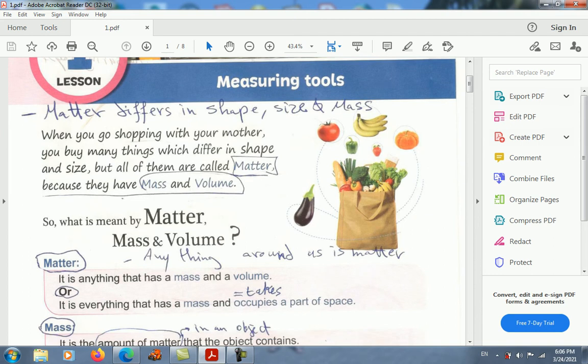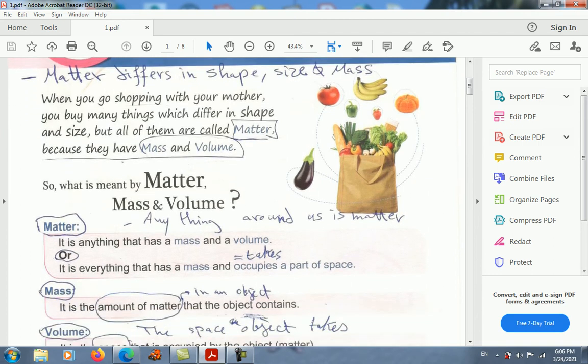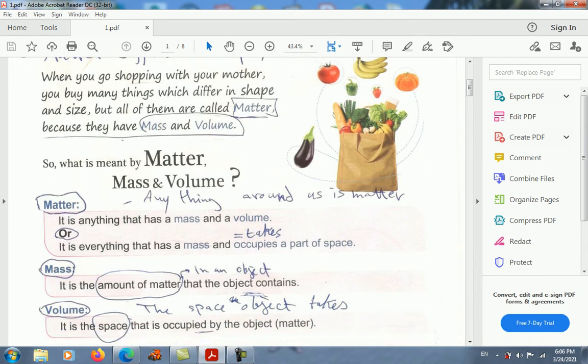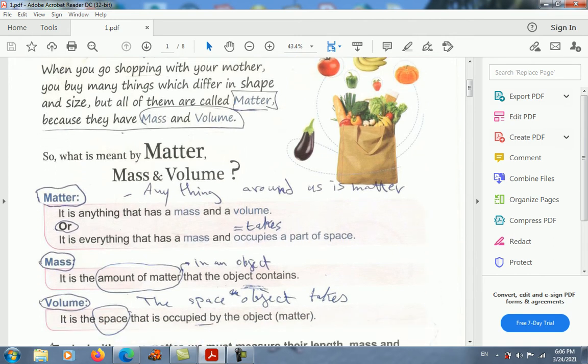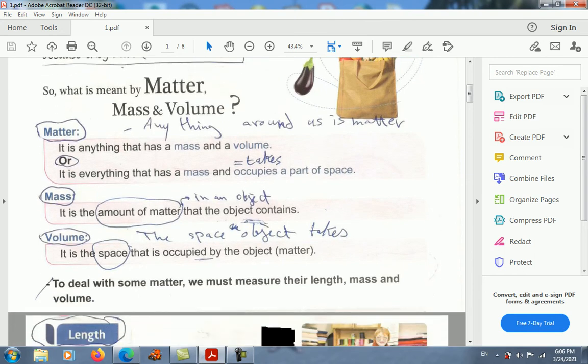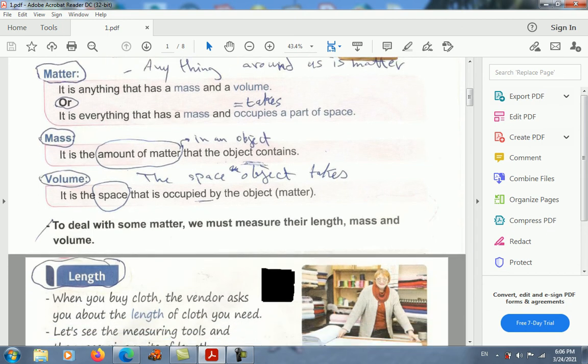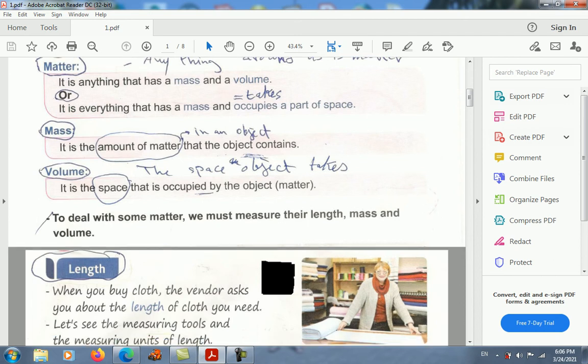Measuring tools. When you go shopping with your mother, you buy many things which differ in shape and size, but all of them are called matter because they have mass and volume. So, what's meant by matter, mass, and volume? Matter: it's anything that has a mass and a volume, or it's everything that has a mass and occupies a part of space.